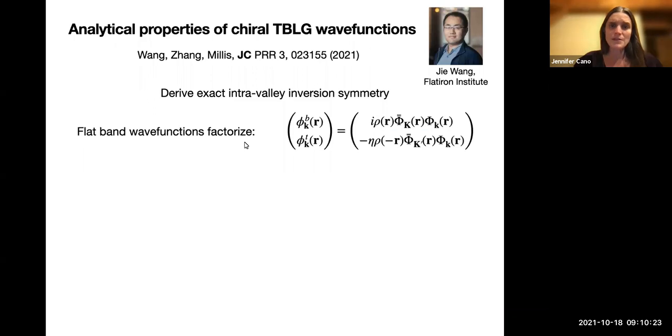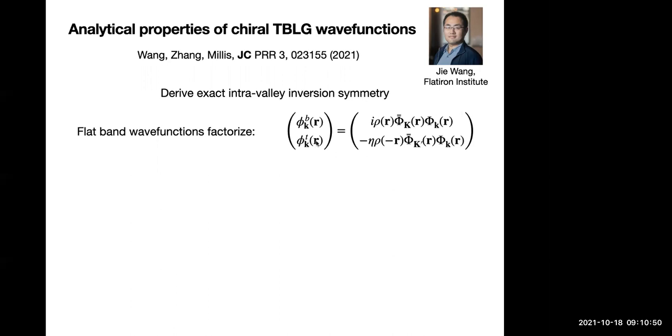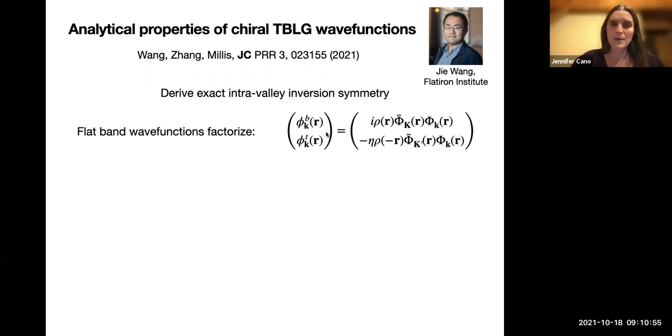So what we've done with this model is we've looked at analytical properties of the wave functions for this chiral twisted bilayer graphene model. And this work was led by Ji Wang, who's a postdoc at the Flatiron Institute. The first thing that we did is derive this extra inversion symmetry of the model. And using this symmetry, we can factorize the flat band wave functions. This flat band wave function looks intimidating, but we can see that it actually breaks up into simple parts.